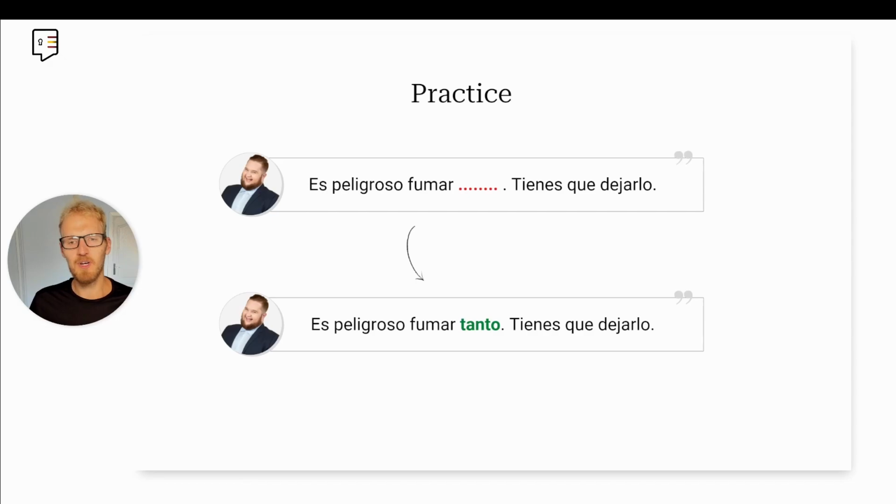So now it's modifying a verb. It's used as an adverb. You are now ready to jump into using tan and tanto for comparisons. And this can be a bit more tricky or confusing, but not to worry. We're going to tackle it together. And I'm sure you are going to have a good understanding of it.